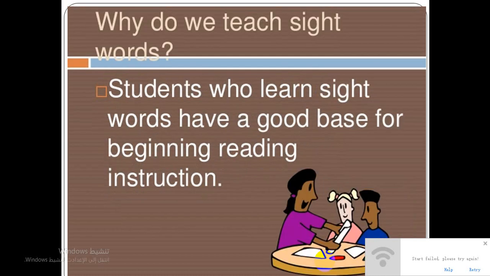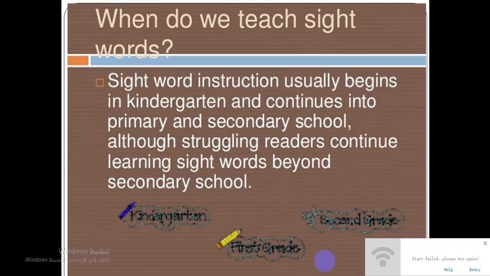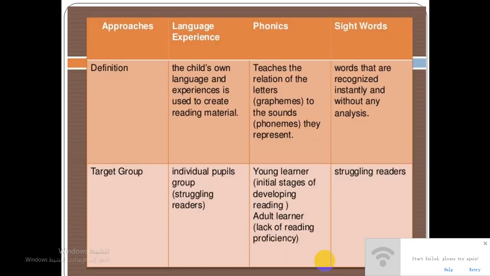If I ask you, why do we teach sight words? Why do we teach this approach? Students who learn sight words have a good base for beginning reading instruction. When do we teach sight words? Sight word instruction usually begins in kindergarten and continues into primary and secondary schools, although struggling readers continue learning sight words beyond secondary school.